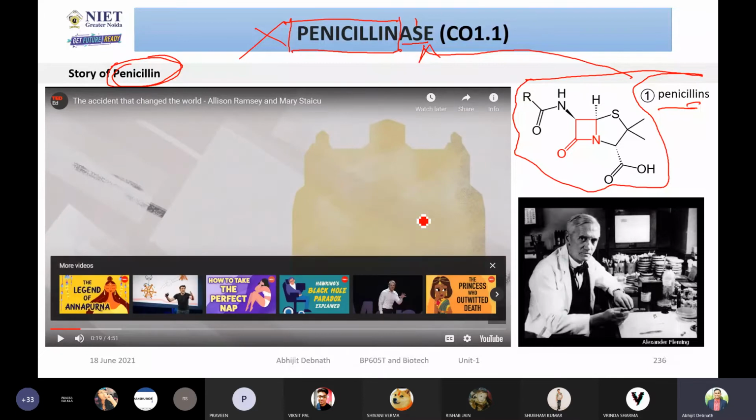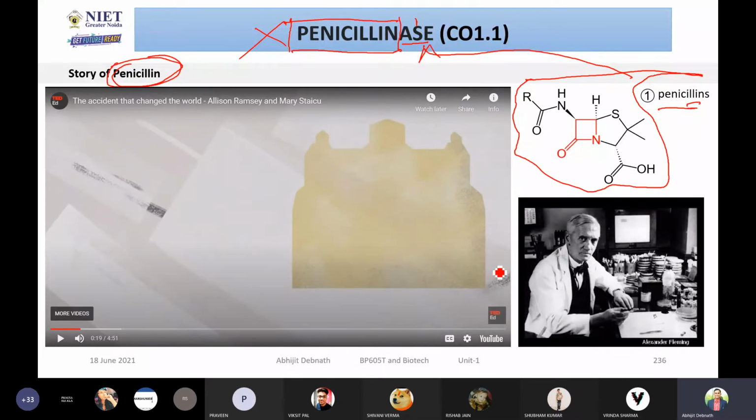This lab. Acha, in this video, तुम लोगों को बहुत ही अच्छे से समझ में आ जाएगा कि how this man actually discovered penicillin. It was basically accidentally जो इन्होंने ये चीज identify किया.